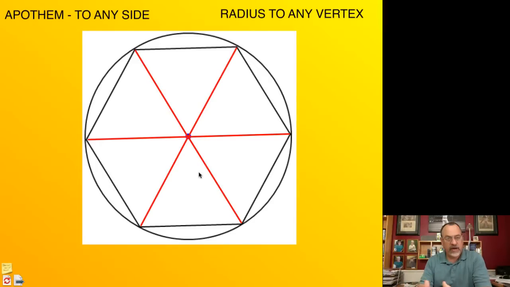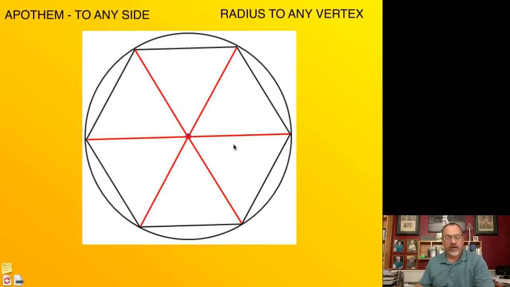And all of these triangles are isosceles, because these two sides are the same length because they're both radii of the circle. And the radii are the same length in a circle. So you create these isosceles triangles, which have some properties that are going to allow us to calculate some values that we're going to need for our formula when we get to it.